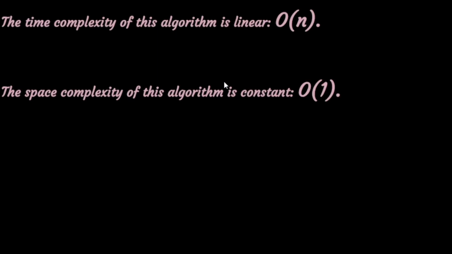So the time complexity of this algorithm is linear because we are iterating over the array only once, and the space complexity is constant because we are not storing anything. So let's see a question to strengthen it further.